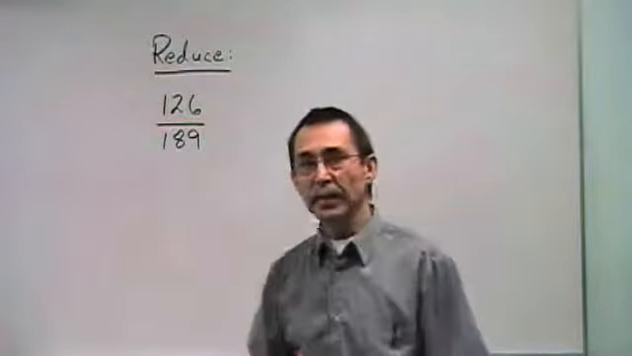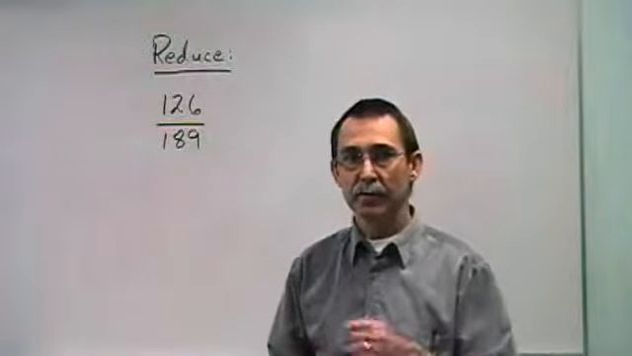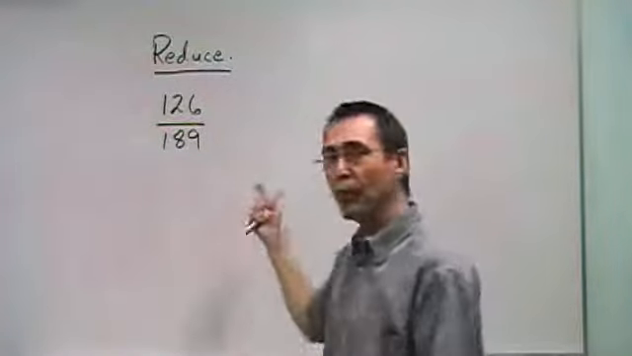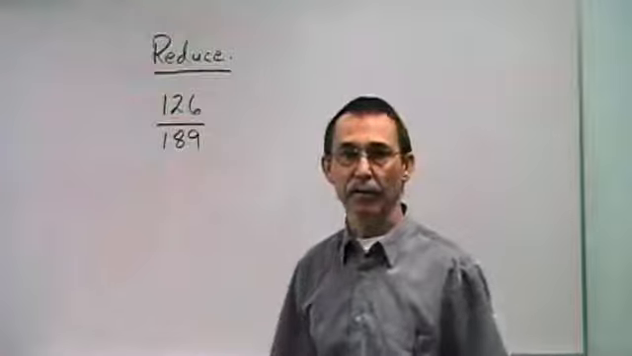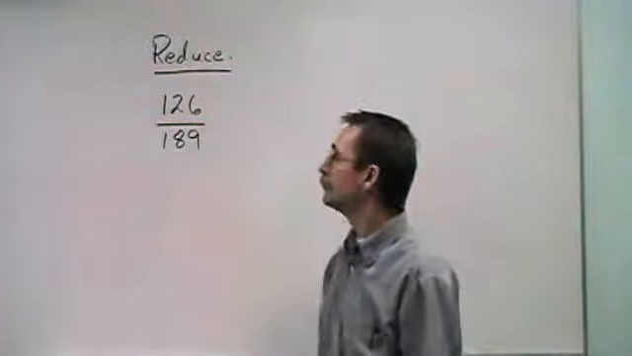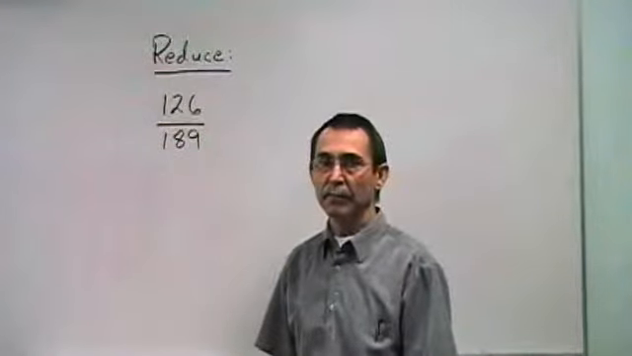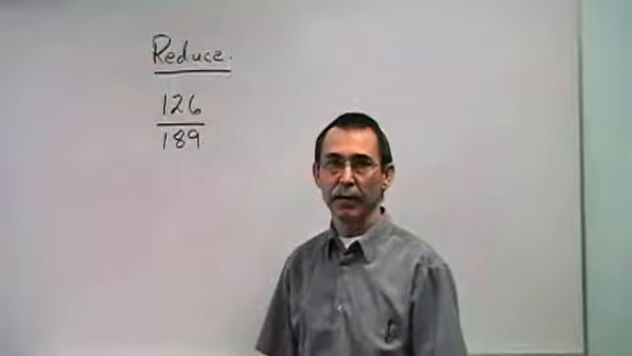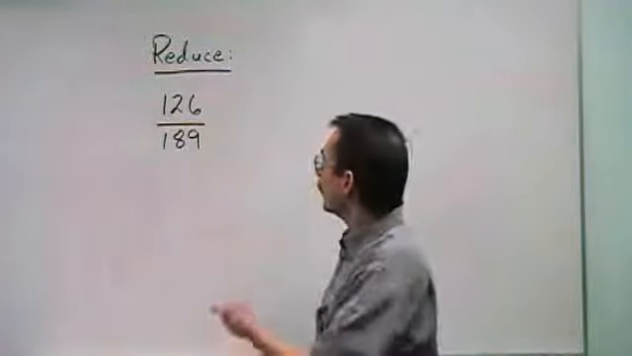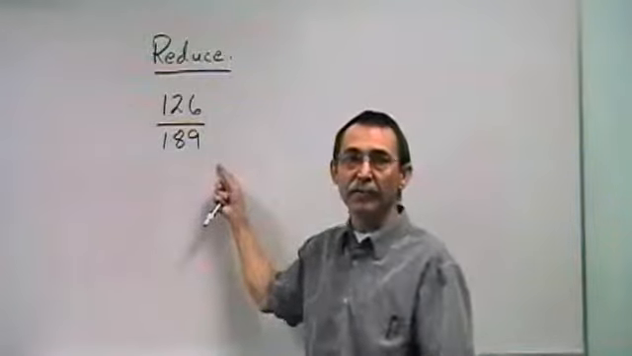This could look really daunting if you don't know where to start. So let's discuss where to start. If they're both even, make them smaller right off the bat. Are they both even? No, they're not. So we can't divide by 2. But maybe there's something else we can divide by. What about 5 or 10? Definitely not. Can't divide them by 5 or 10.